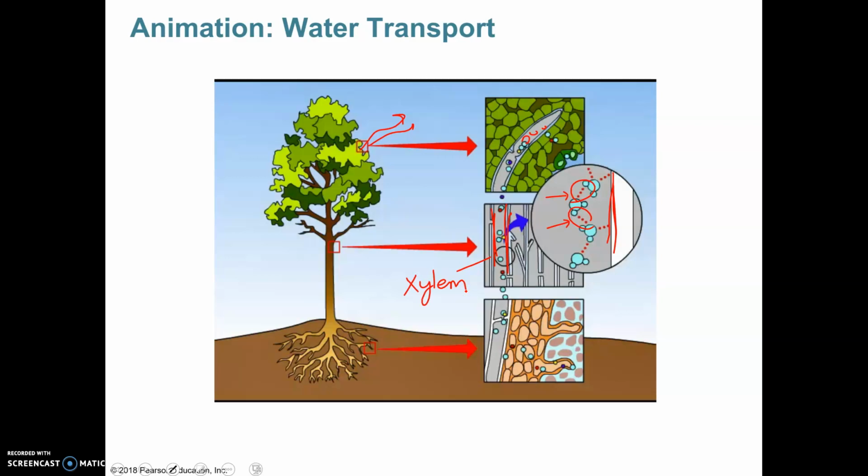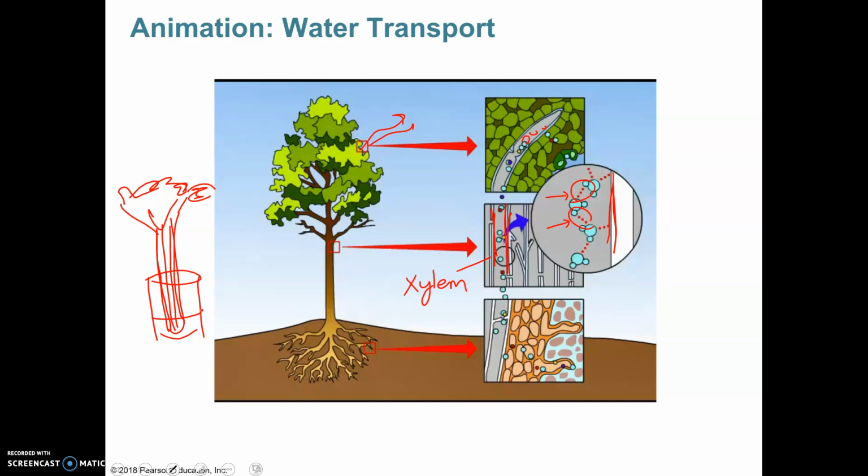You may have seen an experiment like this with celery, where you put celery in colored water. I don't know if anybody's ever done this. You put a piece of celery in here, and the celery has little leaves at the top, right? And then you leave it overnight, and then you can actually see the food coloring in the veins, and the leaves of the celery turn, let's say this was red food coloring, they turn red. And that's the water traveling up the celery by this same process.